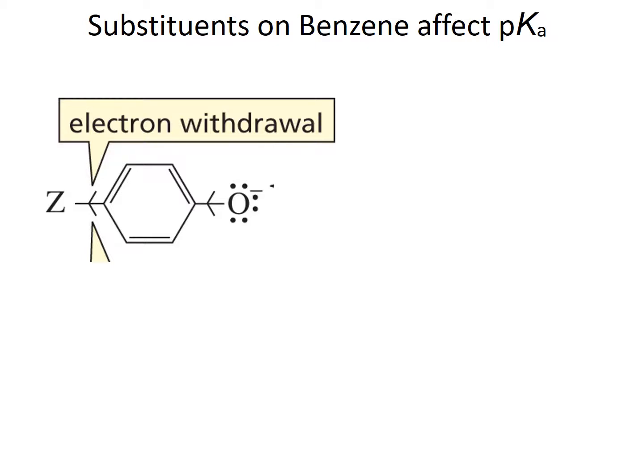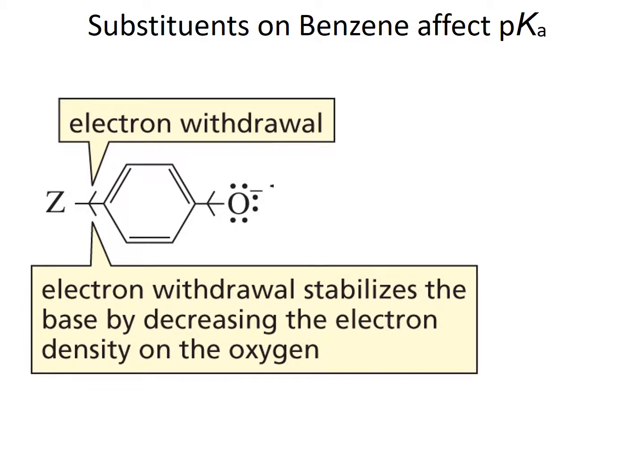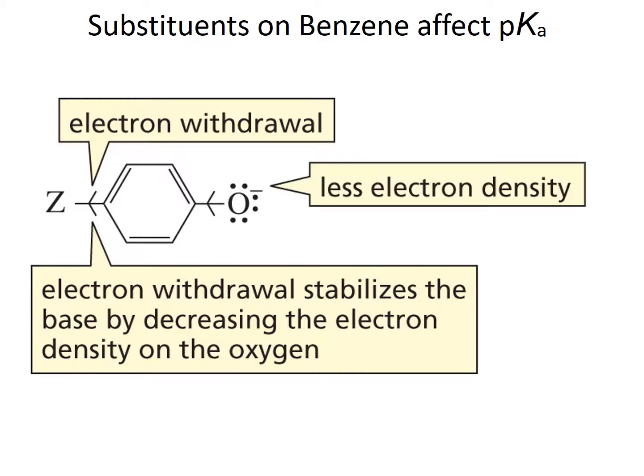to withdraw electrons, and what that means is it's going to be able to stabilize having a negative charge on an oxygen. So for example, you could draw resonance that allows you to extend the negative charge from the oxygen onto your electronegative atom. That means there's less electron density on the oxygen, making it better.